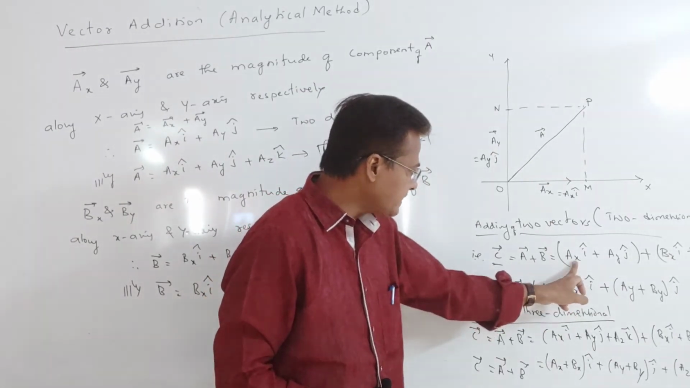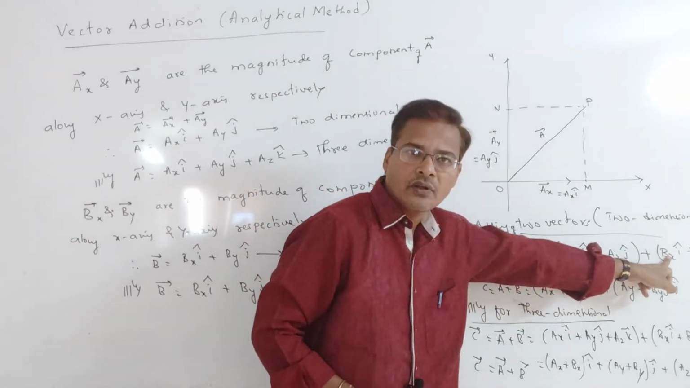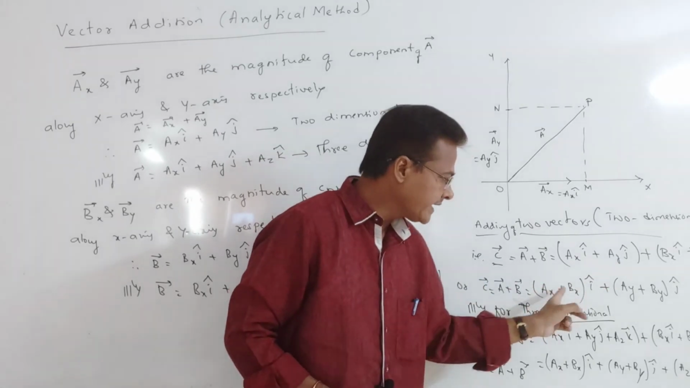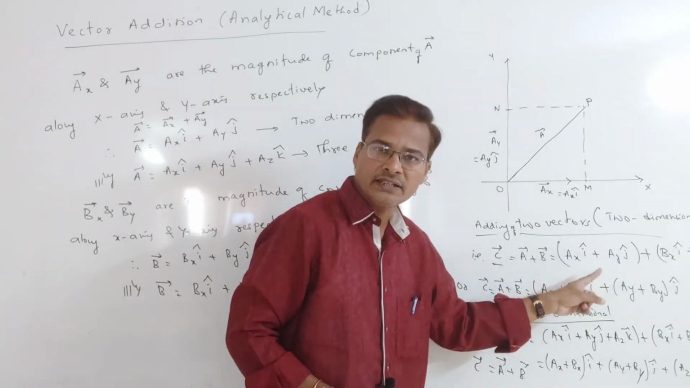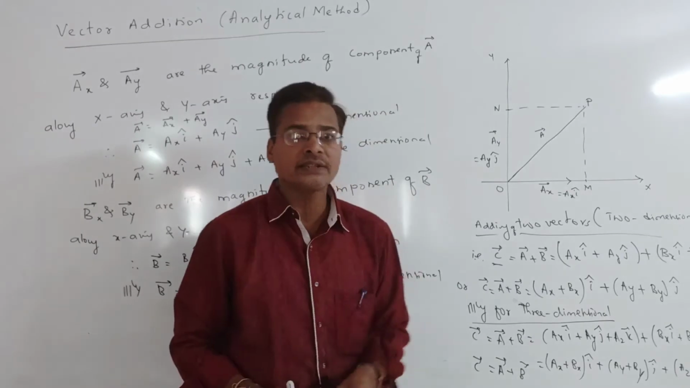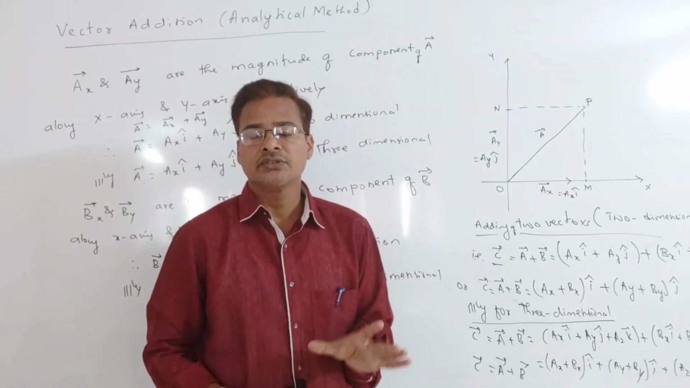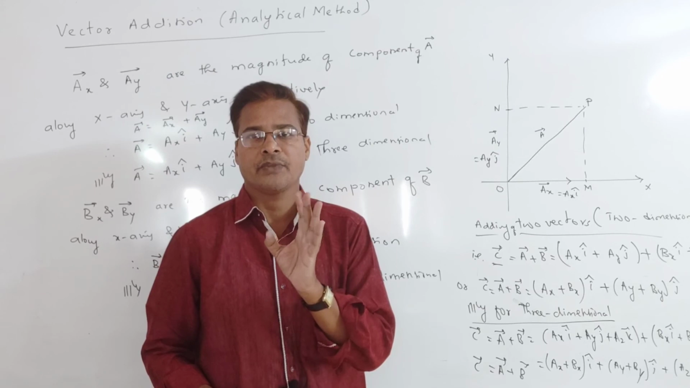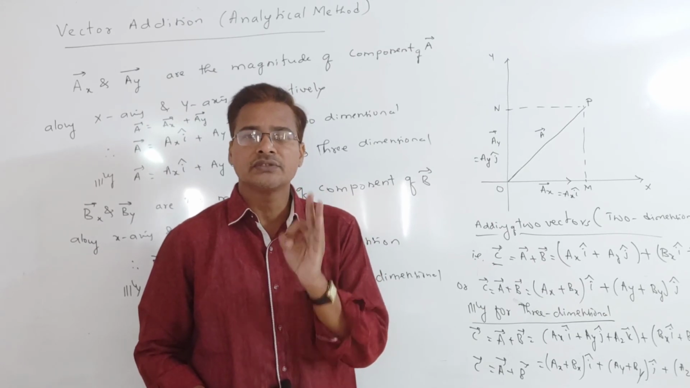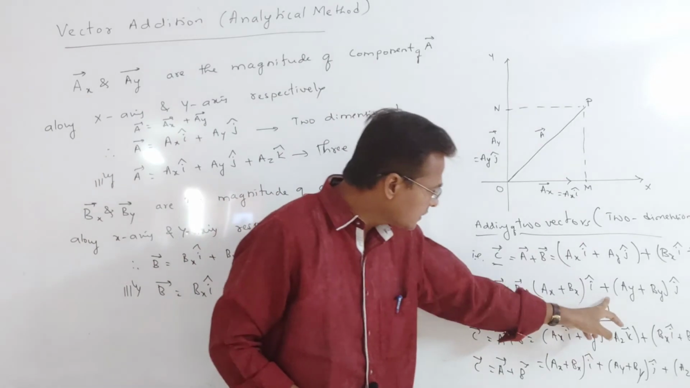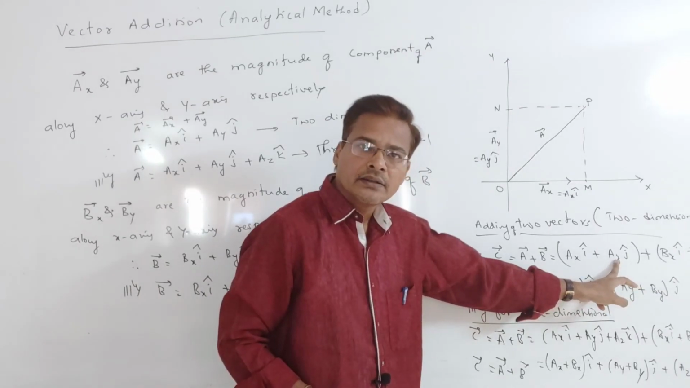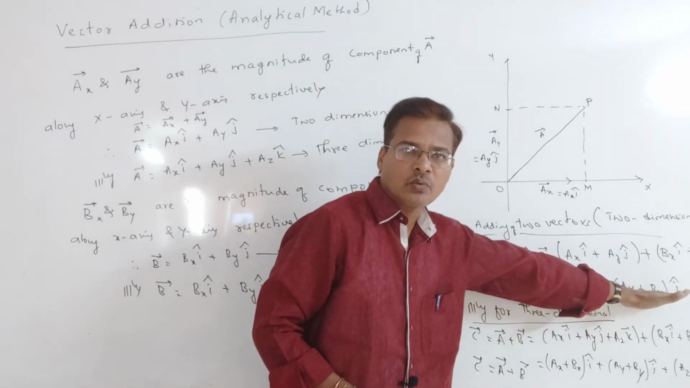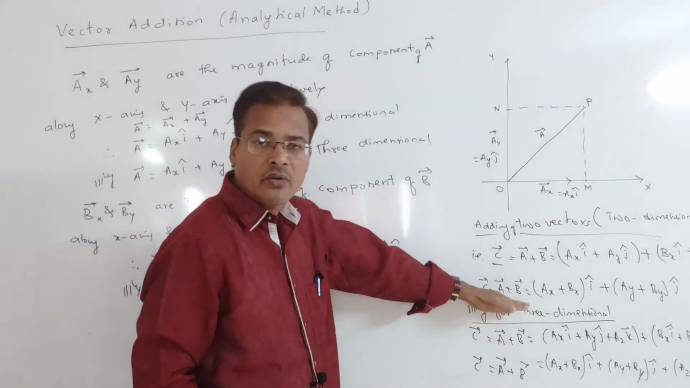So now see. This one is Ax plus Bx. Here what common are we going to get? I cap. So bracket Ax plus Bx, I have taken the common, that is i cap. I cap is the unit vector. Unit vector means the vector whose magnitude is unit. So similarly, Y component we can add. So that is Ay plus By j cap. So this is what we are getting for 2-dimensional.